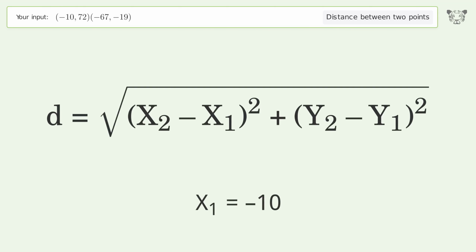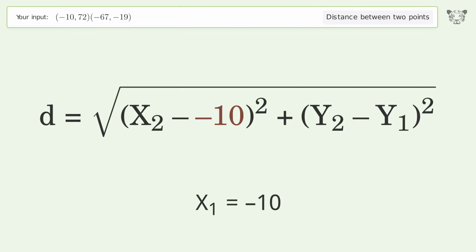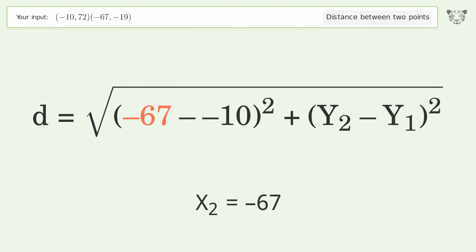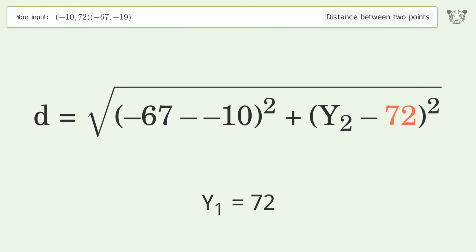x1 equals -10. x2 equals -67. y1 equals 72. y2 equals -19.